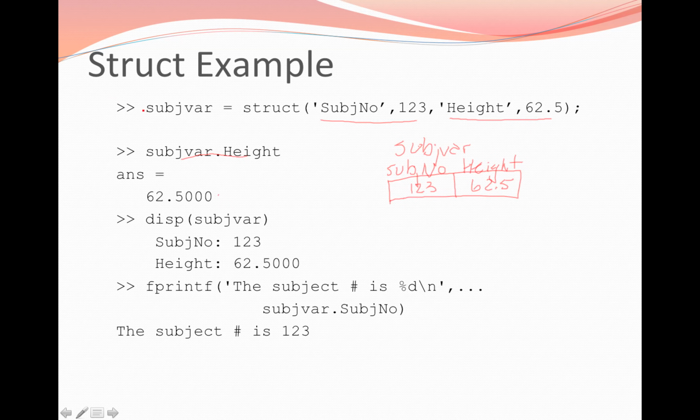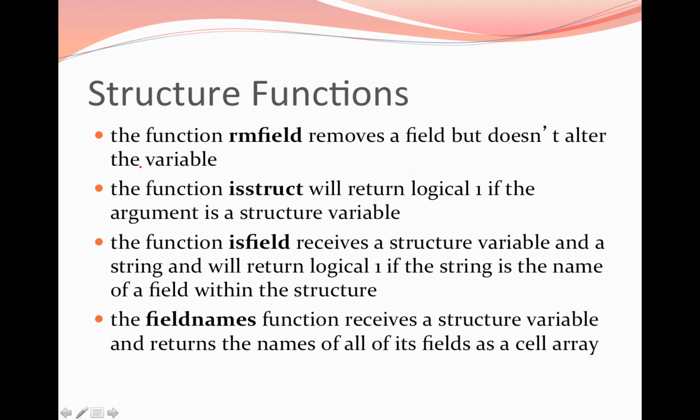To display, again, you can use disp to display the entire variable. So it shows for each field the name of the field followed by a colon followed by the value. So for subjno 123, for height 62.5. For fprintf, on the other hand, you can only print an individual field using the dot operator, so you can't automatically print everything. So we can use the fprintf to print in a formatted way, however. For example, the subject number is 123.